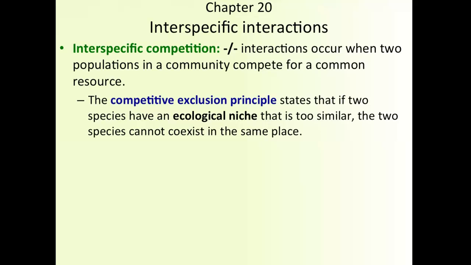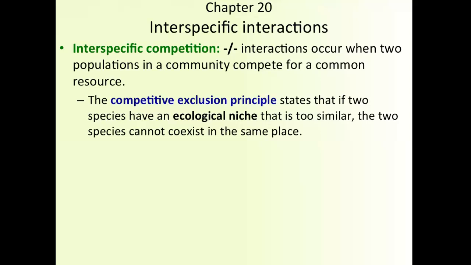And chapter 20 is going to begin with interspecific interactions. The first part of chapter 20 is about community ecology. So remember what a community was? A community is all the organisms in a certain area, not just one species. A population is one species of organism, but a community is all of the living things within an area. So now we're looking at some relationships between different species.